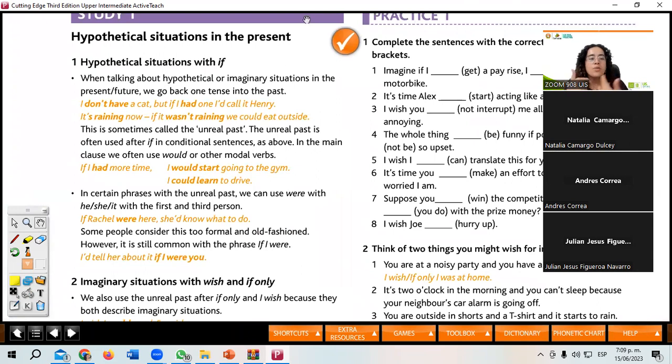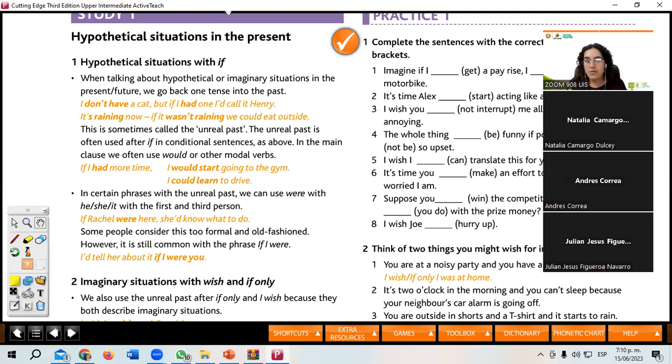So let's see. When we're talking about these hypothetical situations, we use the past tense, okay? For example, I don't have a cat, but if I had one, no tengo un gato, pero si tuviera uno, so I talk in the past, I would call it Henry, okay? Lo llamaría Henry. It is raining now. If it wasn't raining, we could eat outside. All of this is hypothetical. Está lloviendo ahora. Si no estuviera lloviendo, podríamos comer.